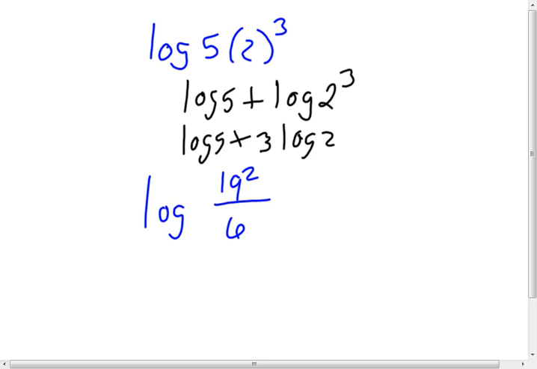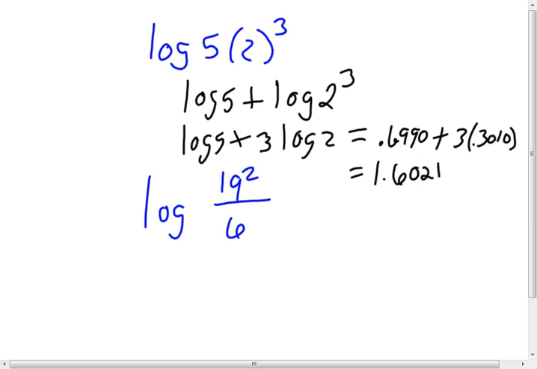The log of 5 and log of 2 have numeric values you find on your calculator. You would punch those in using the log button. Log of 5 is 0.6990. And then 3 times log of 2. Log of 2 is 0.3010. So simplifying that, your answer would be 1.6021. Remember, these are approximations, so they're not going to be 100% accurate. If you are 1 digit off, 4 digits past the decimal point, that's not going to cause a major problem.